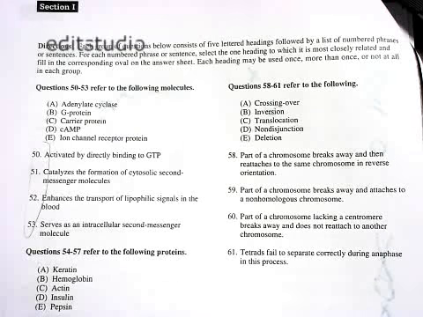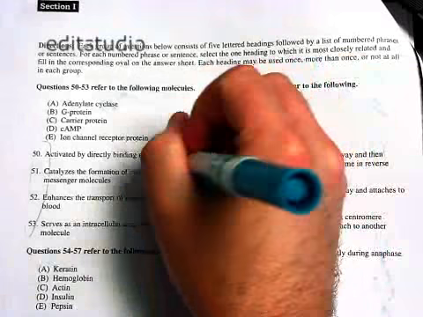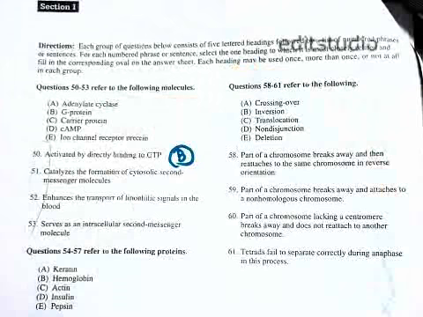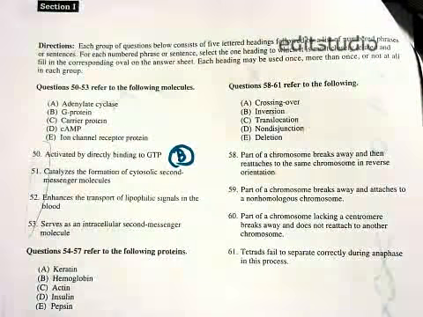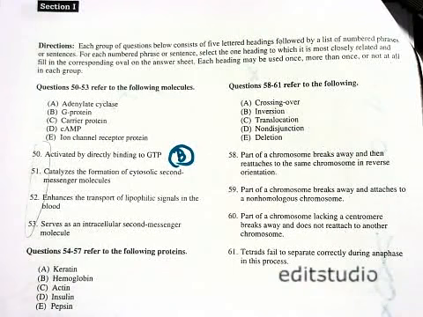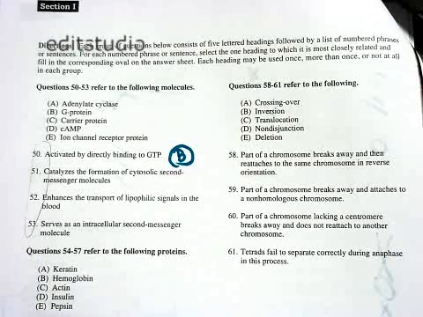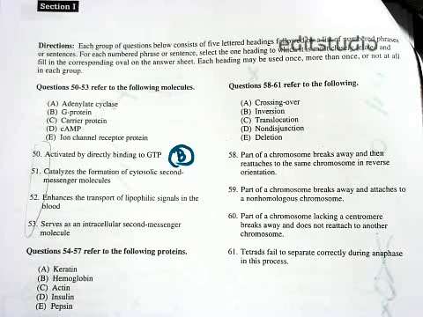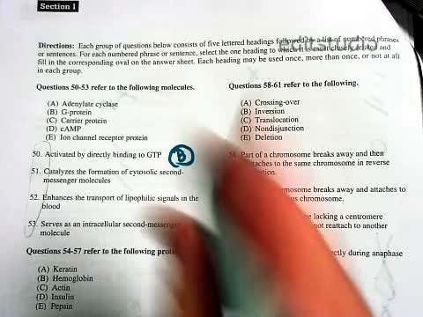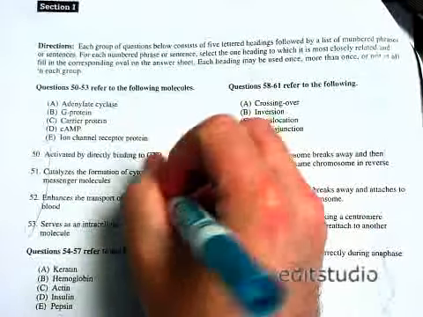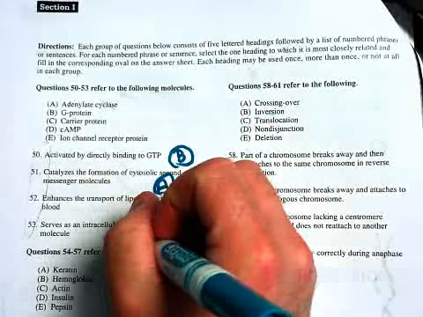It says activated by directly binding to GTP. That's going to be a G protein. A G protein only acts if it's bound by GTP. Think about GTP as activating, which it would do because that's some energy. It activates the G protein. It says it catalyzes the formation of cytosolic secondary messenger molecules. I would say the answer here is A, but it might be best if you answer 53 first and see that 53 is D.